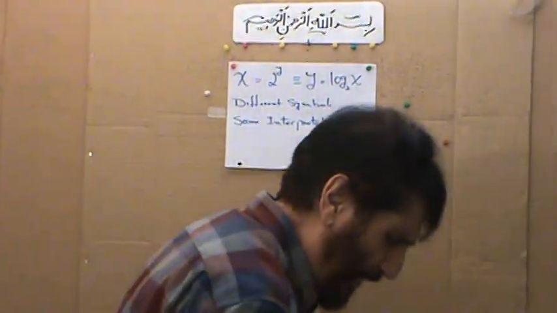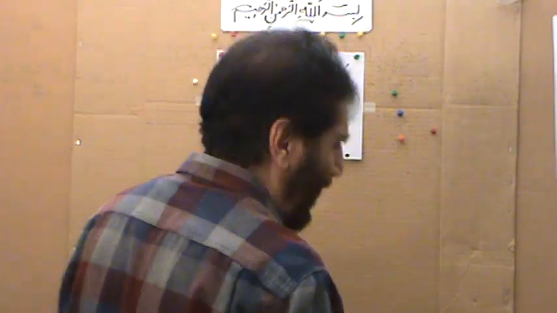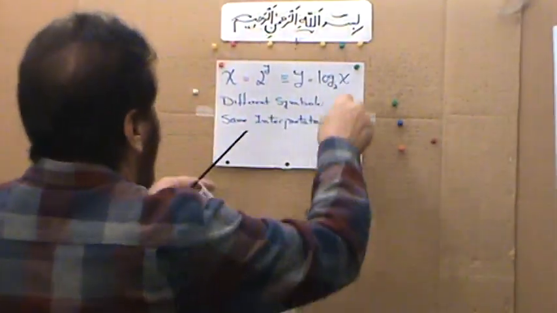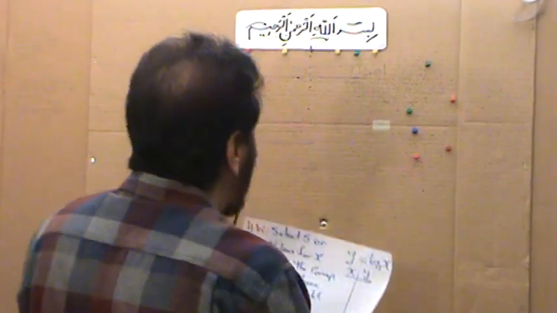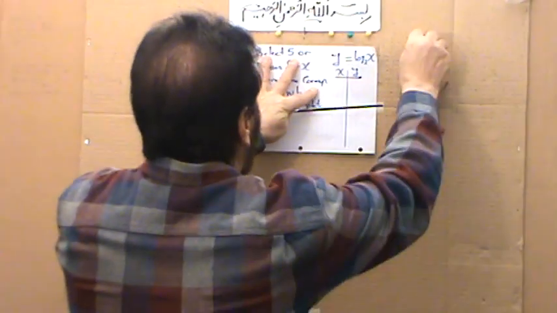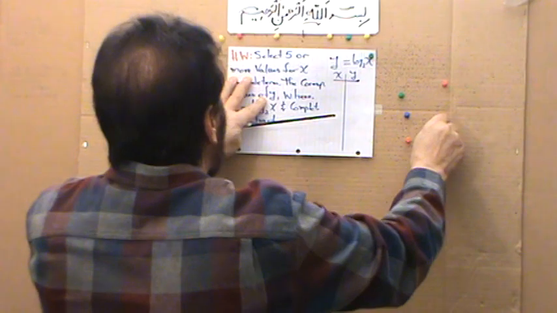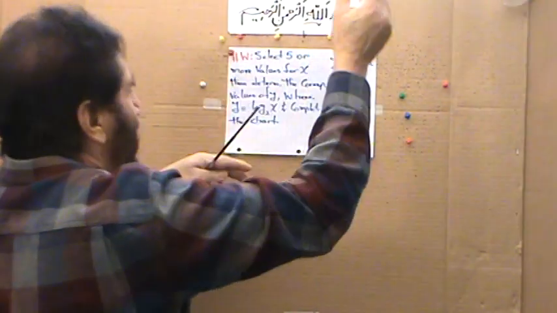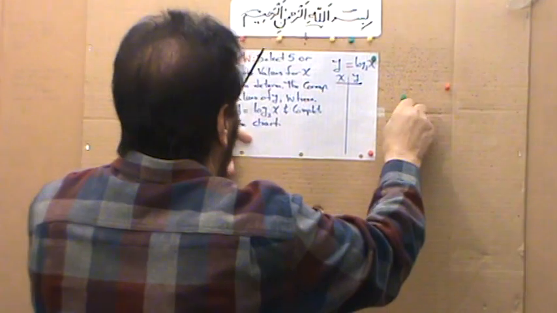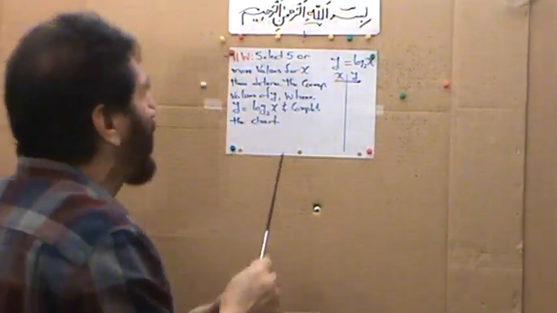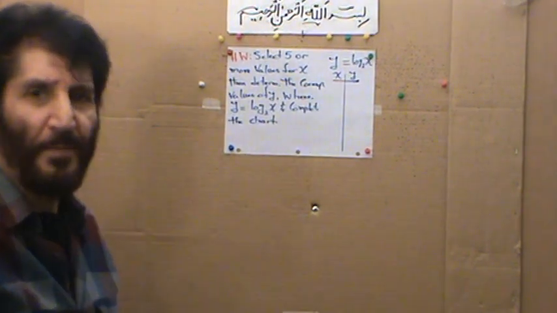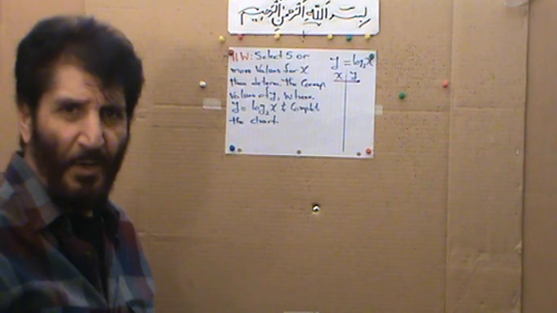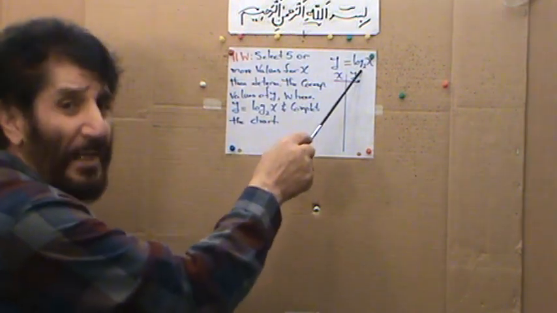Okay, now I have a homework for you. It is homework that I'm sure you can do, but it is for the sake of comprehending the subject much better. Select at least 5 values for x, 5, 6, 10, whatever you select, and then determine the values of y. Very easy, you can do that. You are dealing with base 2.